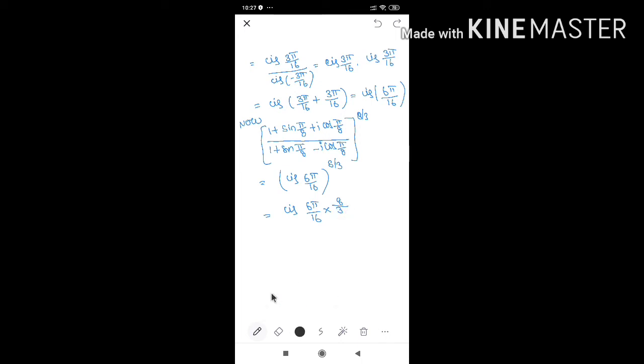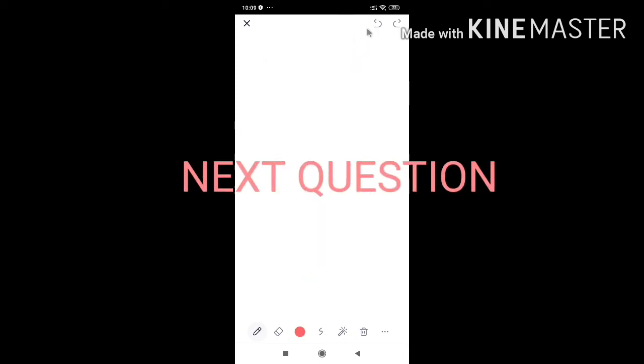Now we can cancel: 8 ones are 8, twos are 2 ones are 2, threes are, here 3 will get cancelled. So the leftover value is pi, cis pi. This can be expanded as cos pi plus i sin pi. By the known values, cos 180 is minus 1 plus sin 180 is 0, that equals minus 1. This is the required answer to prove.